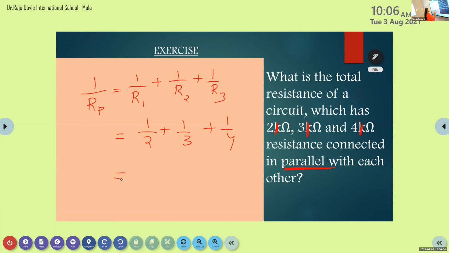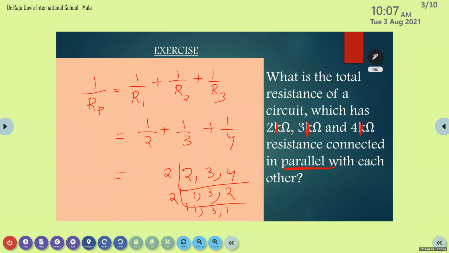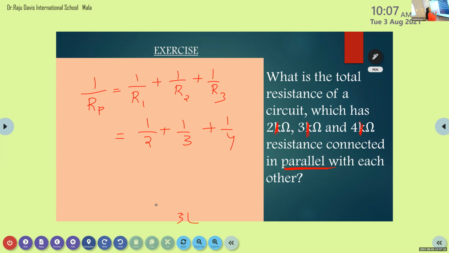Here also I think it is better to take the LCM of 2, 3, 4. We take 2, here 1, 3 and 2. Again 2, 1, 3, 1, 3. It is 1, 1, 1. So the LCM is 2 into 2 into 3, 2 into 2 is 4, 4 into 3 is 12. So the LCM is 12. We need to make the denominators equal to 12. So 1 by 2 into 6, multiplied with 6, plus 1 by 3 into 4, multiplied with 4, plus 1 by 4 into 3, multiplied with 3.